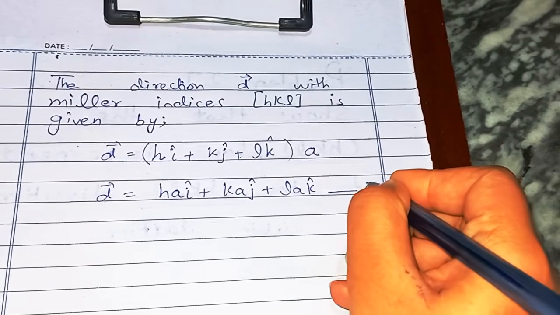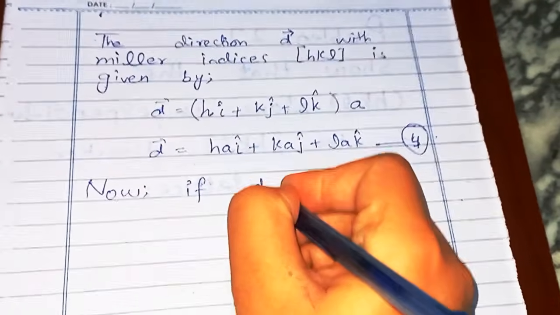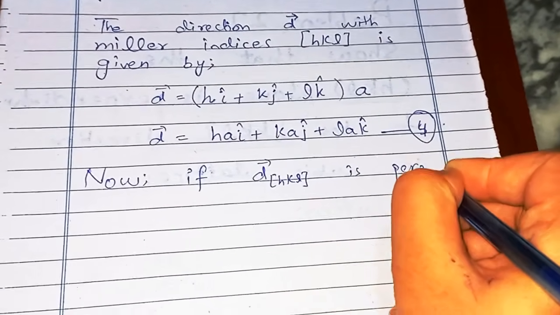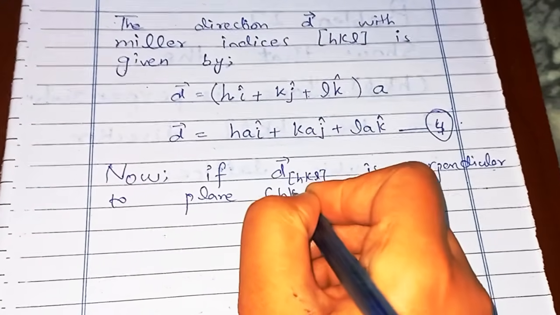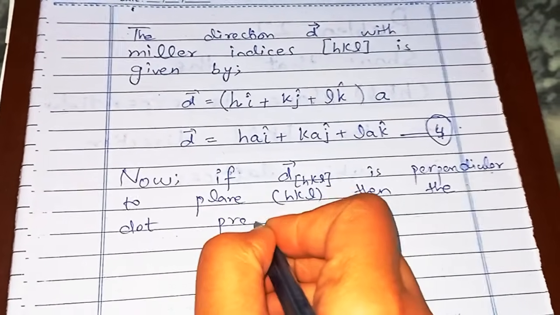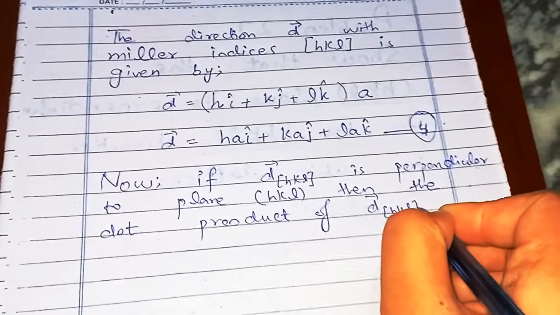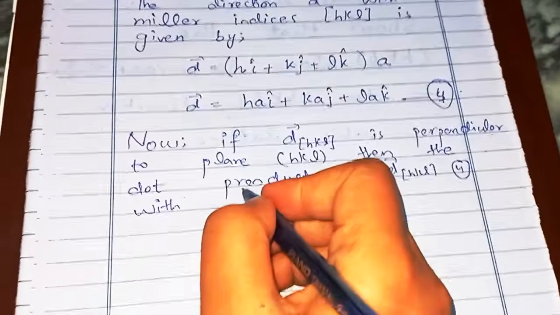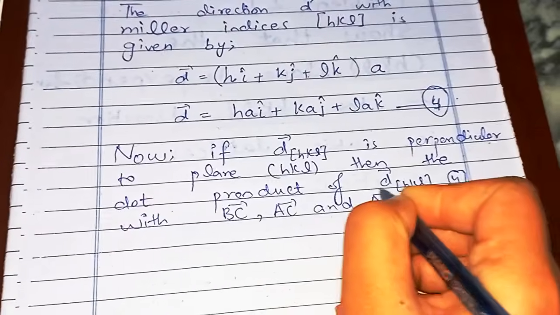Let's call it equation 4. Now, if D with hkl Miller indices is perpendicular to the plane with Miller indices hkl, then the dot product of D hkl, which is given by equation 4, with the vectors that we have calculated, which are BC, AC, and AB, should be 0.